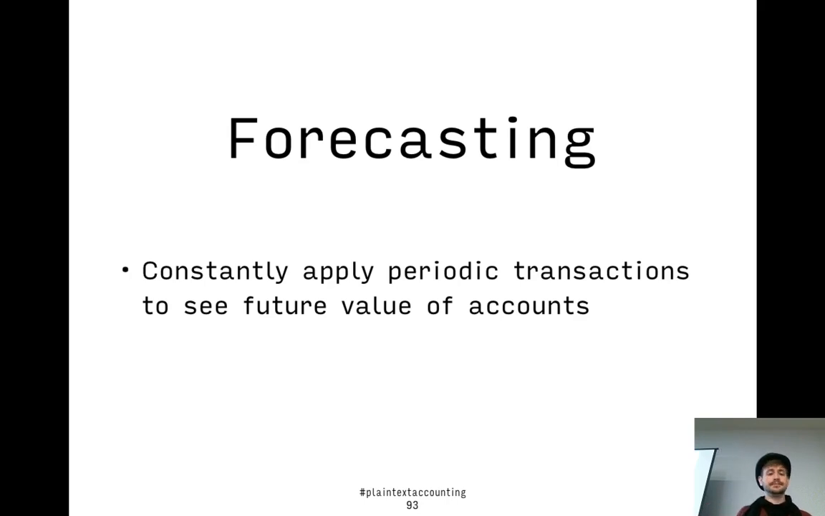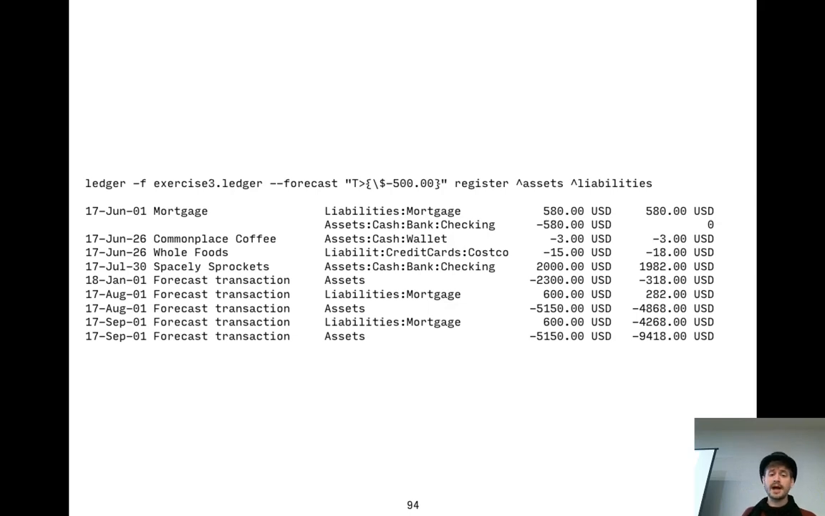Every little bit counts. Forecasting will apply periodic transactions representing budgeting until some condition is reached, such as your checking account balance being zero. I find Ledger's forecasting feature difficult to use, difficult to read, and I haven't really used it. Maybe if I build an advanced plain text accounting talk, I'll dig more into it and really grok it so I can teach it better.